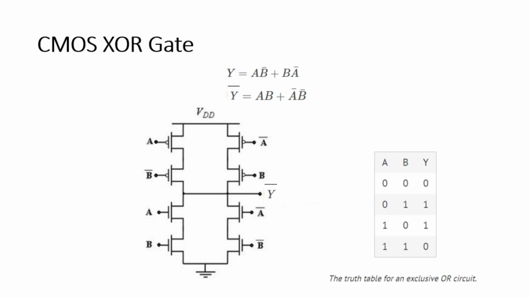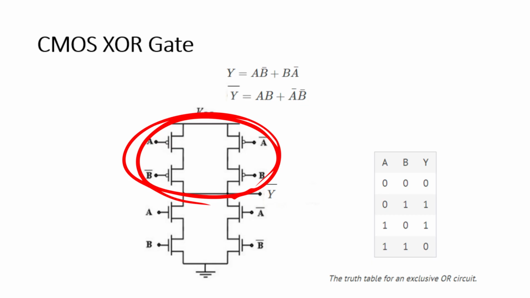And the pull up network is the complement of the pull down network. So if we take the complement of this one, this is the equation that is generated: A dot B bar plus B dot A bar. If we make this circuit, we get A dot B bar in series, and B dot A bar in series, and both of these networks are in parallel to each other. And this completes our exclusive OR gate.